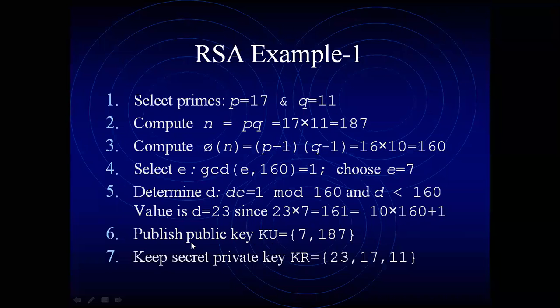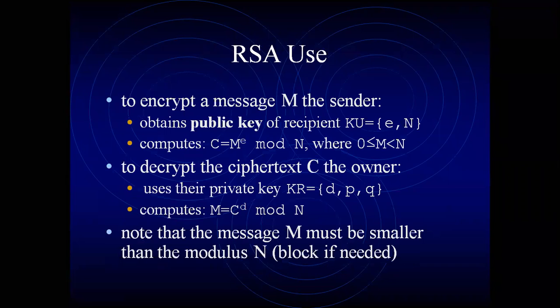Then how do I publish my public key? I told you it is the value of E and the value of N. So E is 7 and the value of N is 187. How do we find the private key? The private key will be the D value 23, with P and Q. These are only the 7 steps I have written; here you should add this value also.